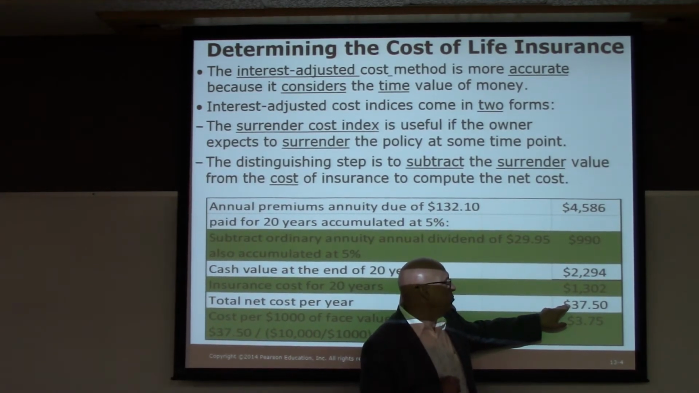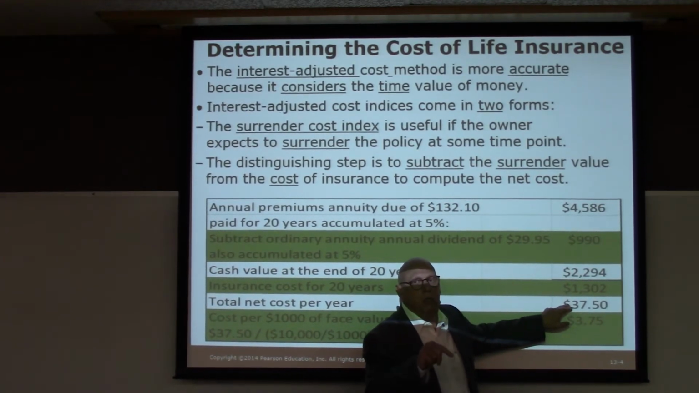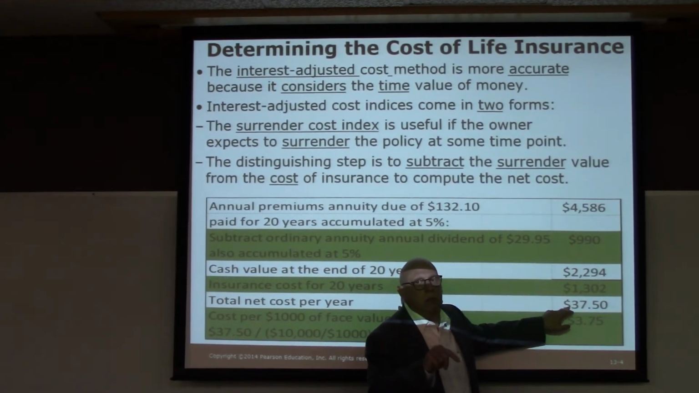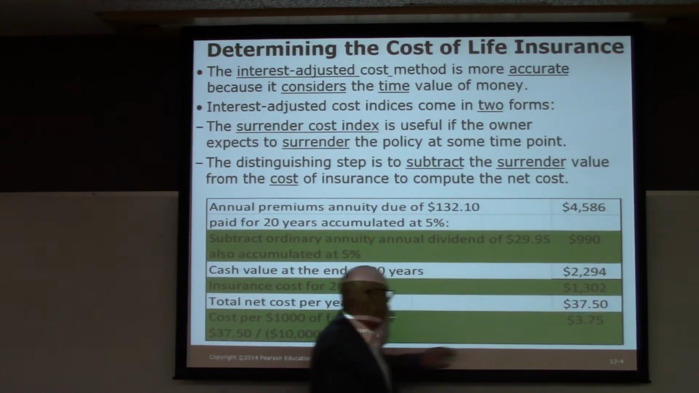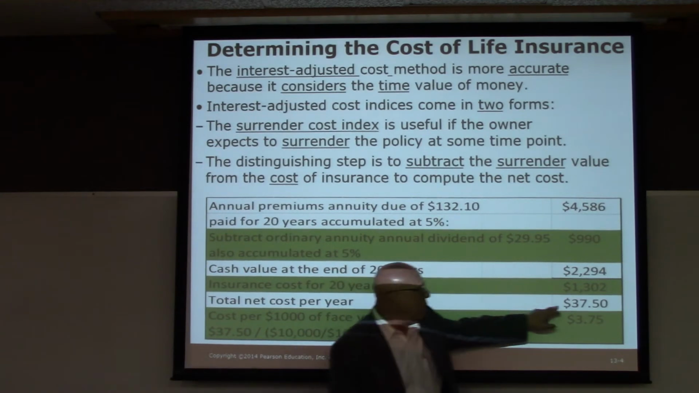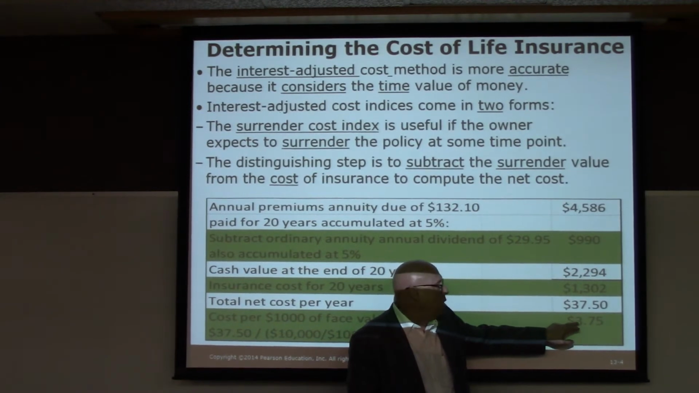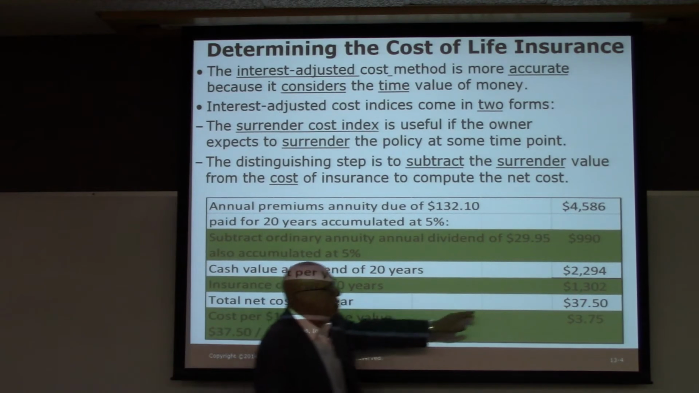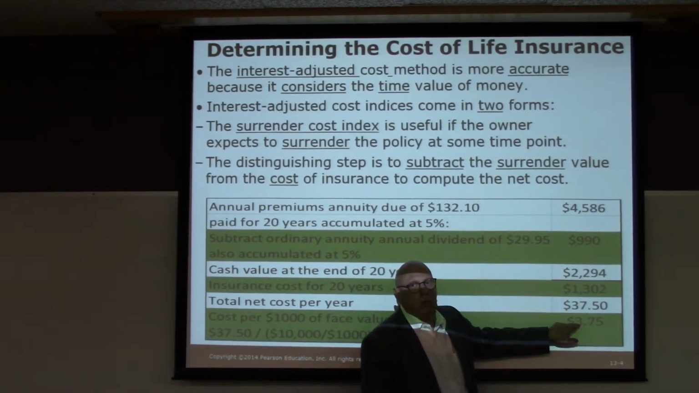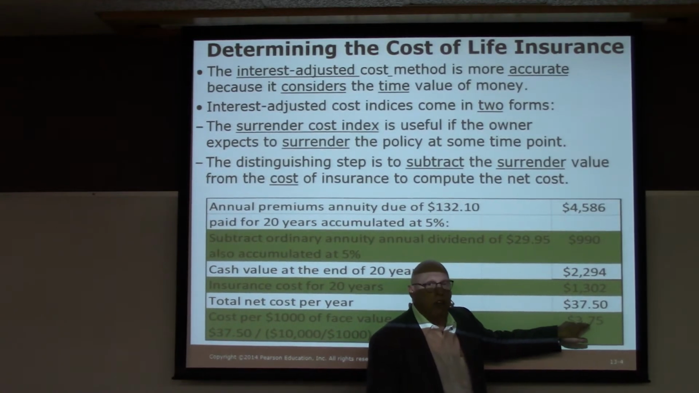Okay? Then you divide that by 10 because you have a face value of $10,000. So you divide 10,000 by 1,000 and you get 10. And you divide $37.50 by 10 and you get $3.75. What is that? That is the cost per $1,000 of death benefit that is being paid. And this is something that you can compare different policies with. What is the actual cost per thousand?